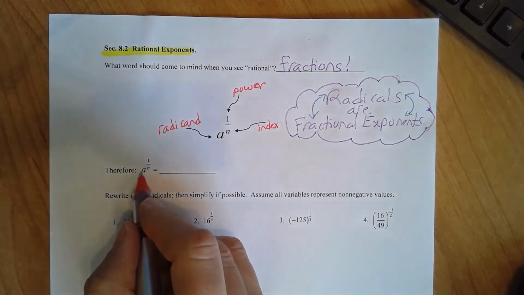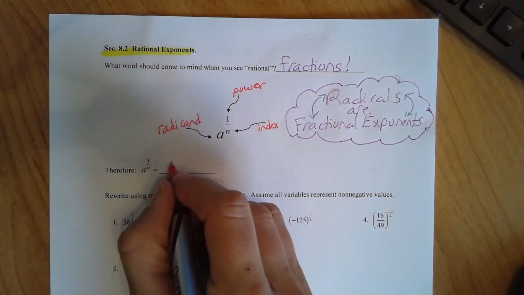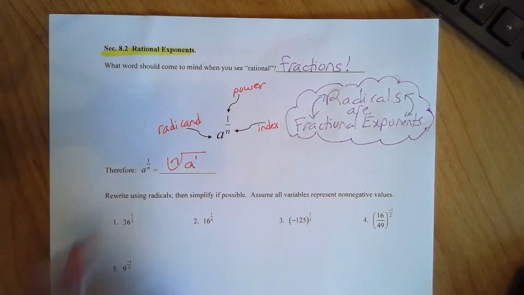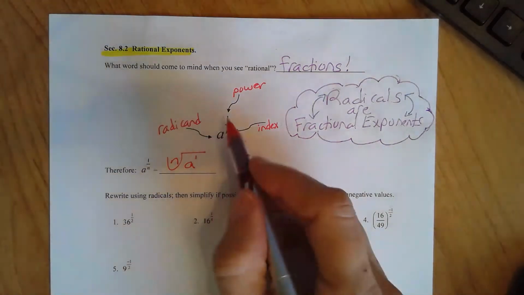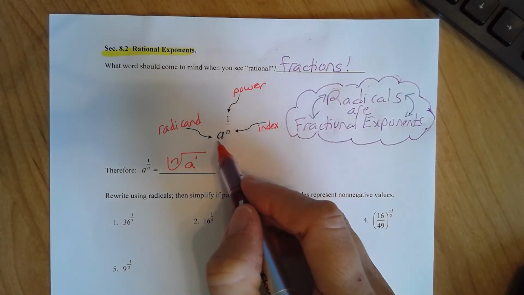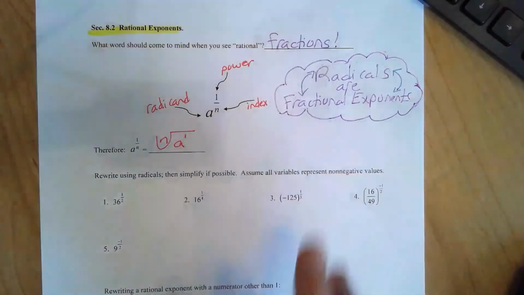So if this is base raised to a power and we want to write it as a radical, the nth root is our index, a is our radicand, and it's raised to the first power. So there's where the 1 comes from, there's your index, and a is the radicand. We don't really need the 1, but we're going to continue writing it to make sure you see it.